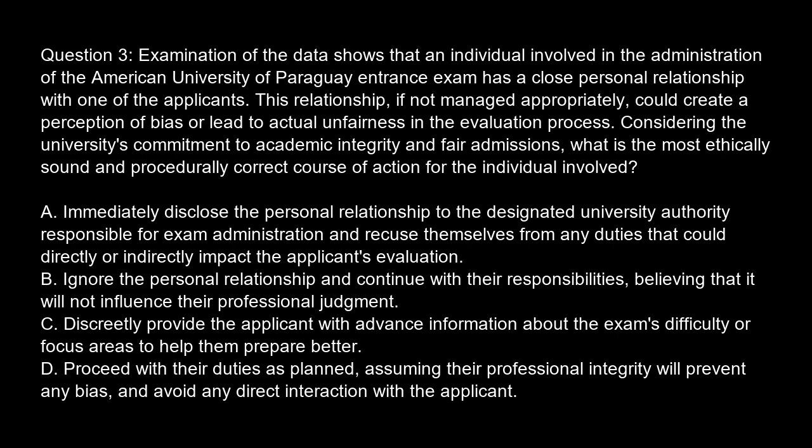Option A. Immediately disclose the personal relationship to the designated university authority responsible for exam administration and recuse themselves from any duties that could directly or indirectly impact the applicant's evaluation. Option B. Ignore the personal relationship and continue with their responsibilities, believing that it will not influence their professional judgment. Option C. Discreetly provide the applicant with advance information about the exam's difficulty or focus areas to help them prepare better. Option D. Proceed with their duties as planned, assuming their professional integrity will prevent any bias and avoid any direct interaction with the applicant.